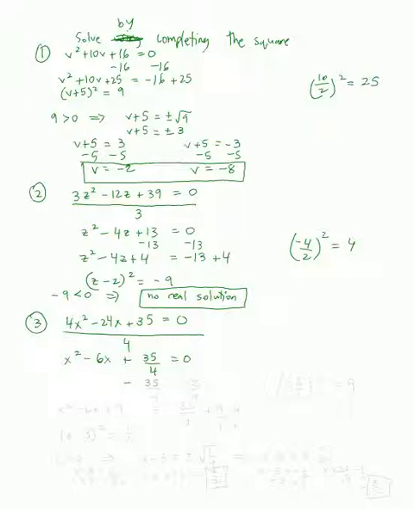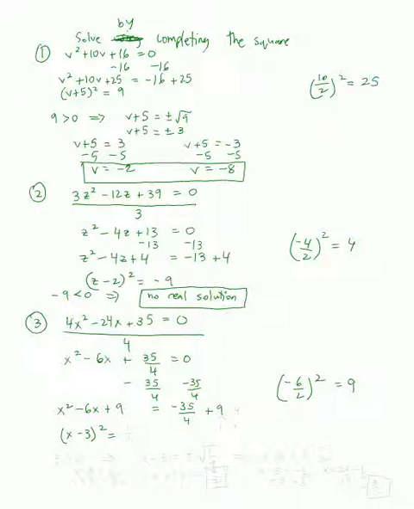Now we move that guy to the other side. I get x squared minus 6x equals negative 35 over 4. Now we take half the middle guy and we square it. That becomes negative 3 squared, which is 9. So I'm going to add 9 to both sides. Now the left becomes x minus 3 squared.